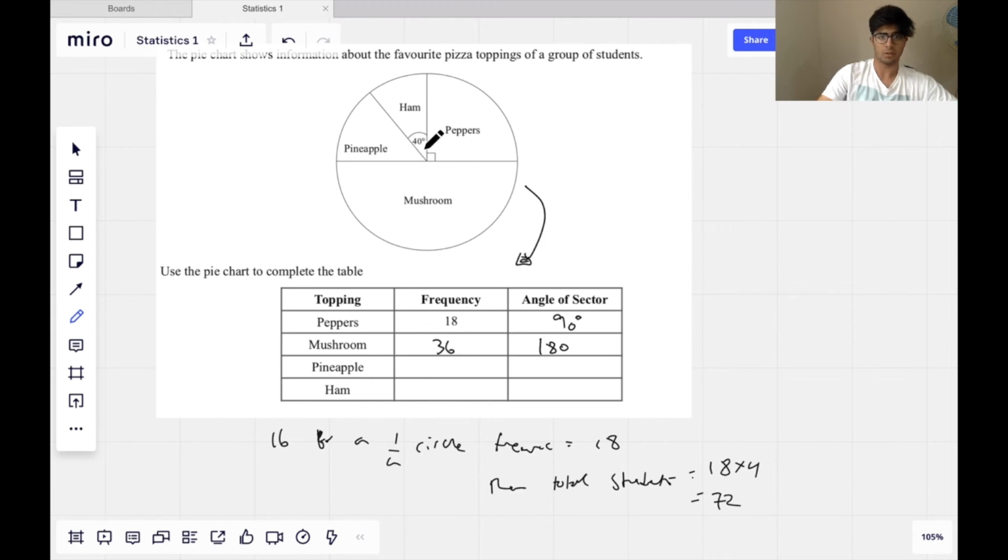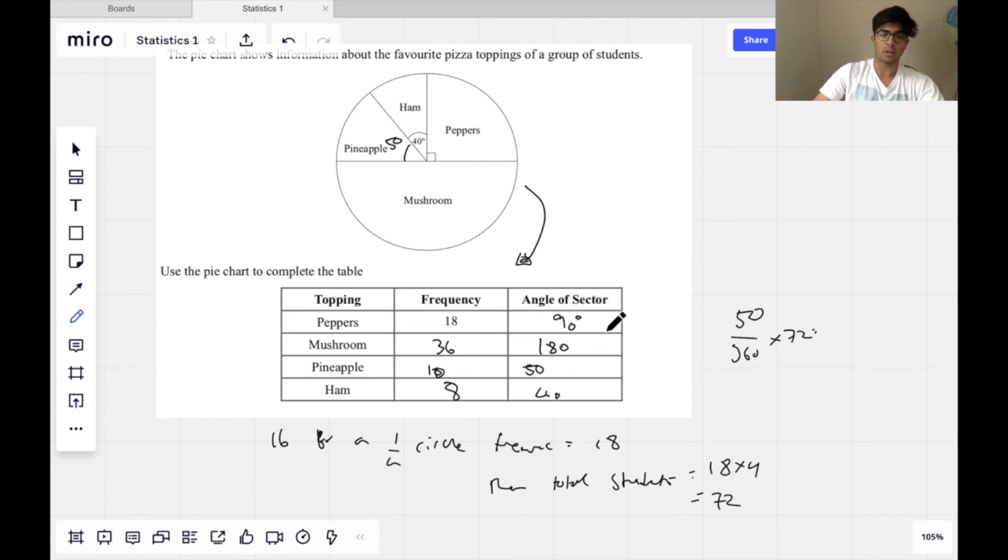Pineapple: this is 180, this is 90, this is 40, that makes it 50. So I'll just do 50 divided by 360 times 72, which is 10. And then ham: 40 divided by 360 times 72, which is 8.